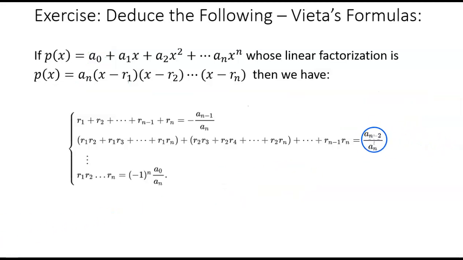Okay, finally let's take a look at this middle one here, where we're looking for the an minus 2 divided by an. We're looking to prove that that's equal to r1 r2 plus r1 r3 plus ... plus r1 rn, and then the rest of it r2 r3, r2 r4, so on and so forth. Now this an minus 2 would be the coefficient of x to the power of n minus 2. So there would be an minus 2 x to the power of n minus 2 in there somewhere. So given this expansion here, let's see how we can get x to the power of n minus 2.